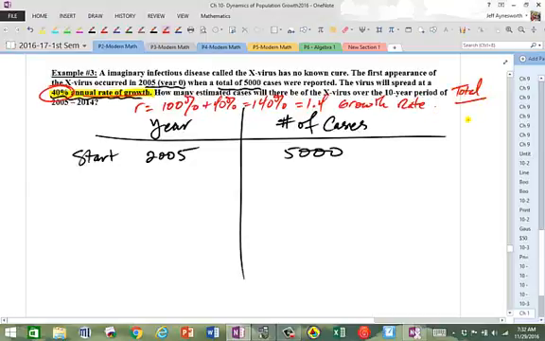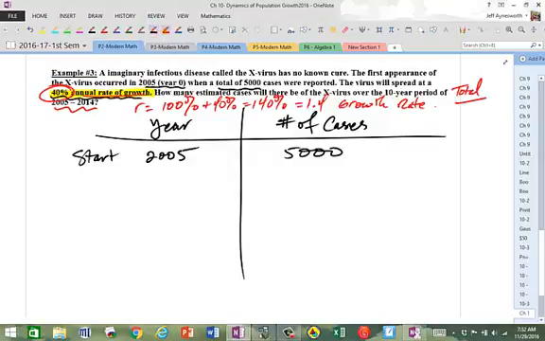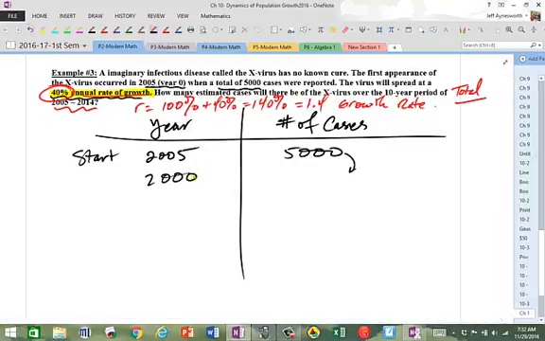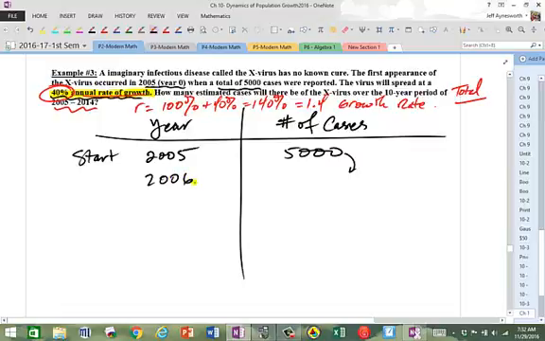That means sum. We have to add up the cases in every single year from 2005 to 2014. So let's generate a sequence so you can see things a little bit better. So this first one here, in 2006, since the growth is 140% or 1.4, we've got to multiply this by 1.4 to see how many reported cases there are in 2006.